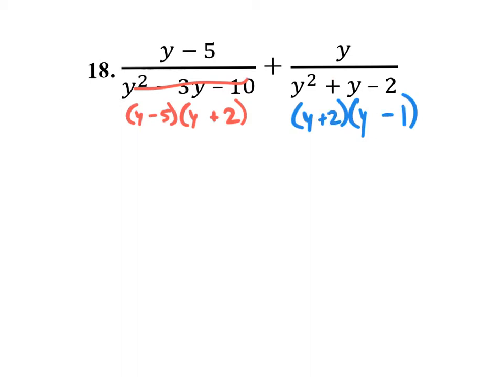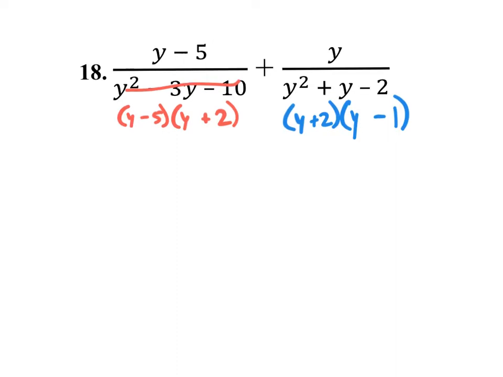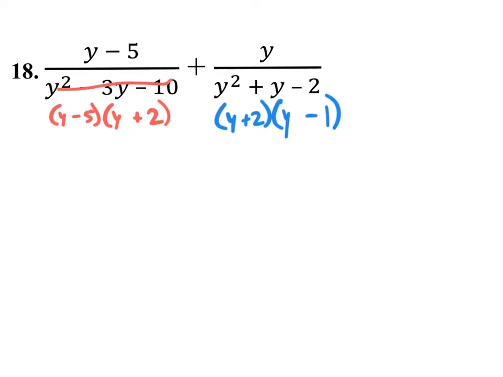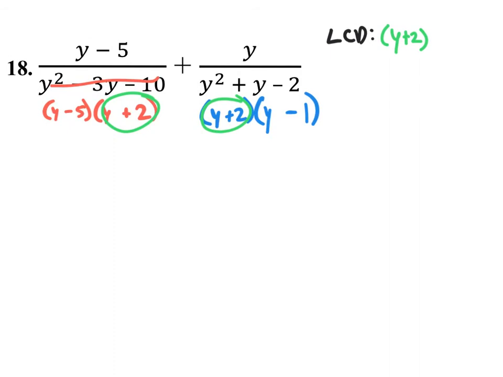So I've factored both. Now to get our LCD, let me make some space here. To get our least common denominator, we take down whatever pairs up and write it once. We have a binomial y plus 2 and y plus 2. Write it down, y plus 2. What else? Well, there's also a y minus 5 and also a y minus 1. So we need to write that. Y minus 5 and y minus 1. Okay, so that's our LCD.